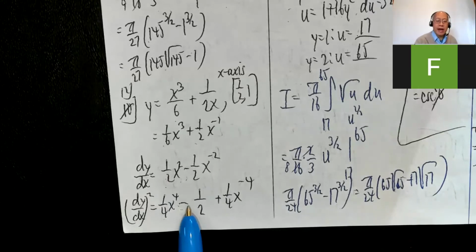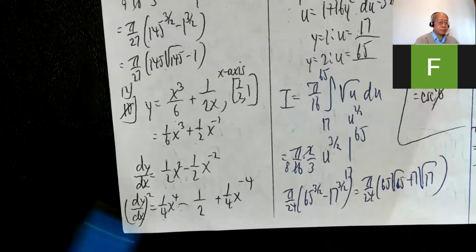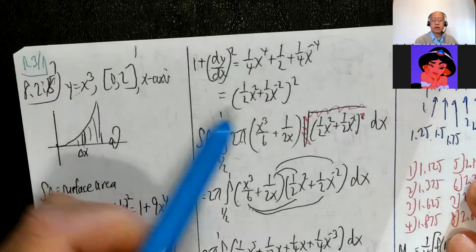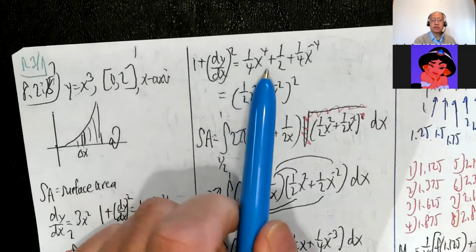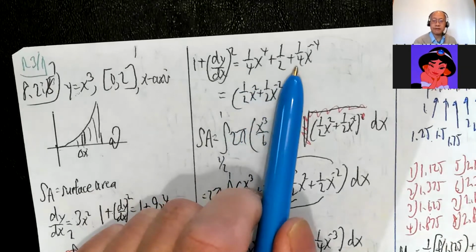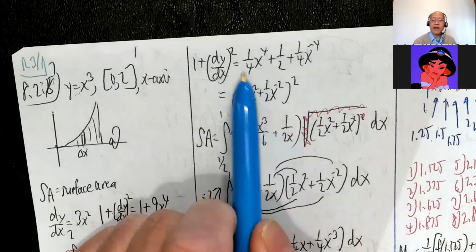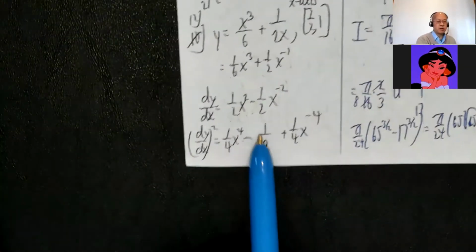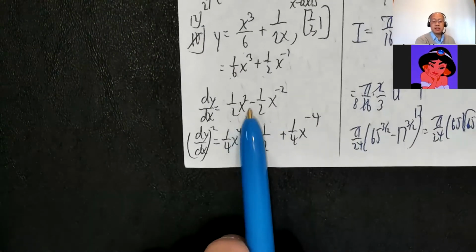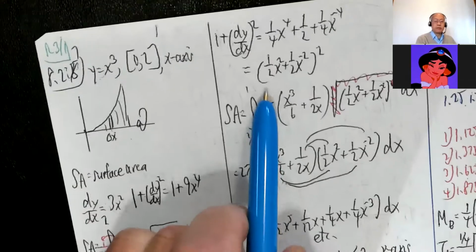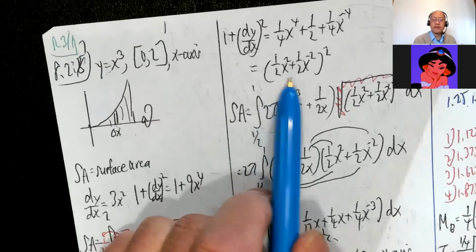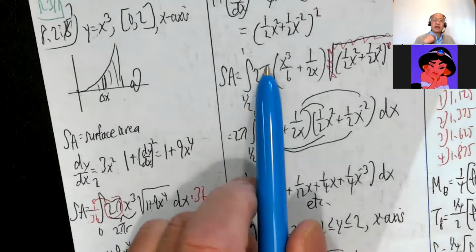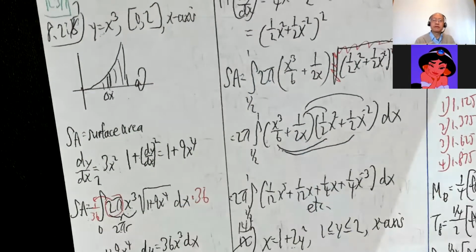Which again means if you add 1, that minus just changes to a plus. So 1 plus dy dx squared is 1/4 x to the 4th plus 1/2 plus 1/4 x to the negative 4. And this refactors. And if you look at this and you say, I don't know how I can factor that, it's pretty simple. All you do is look back at what you have here and then change the minus to a plus. In other words, it's going to be 1/2 x squared plus 1/2 x to the negative 2, squared, which is exactly the same thing as this, except change it to a plus. And again, if you're not convinced of that, just multiply it all out.